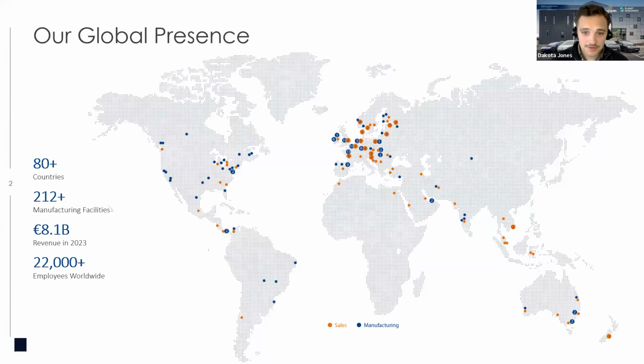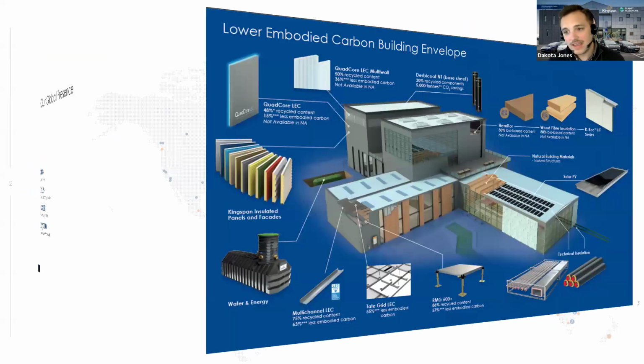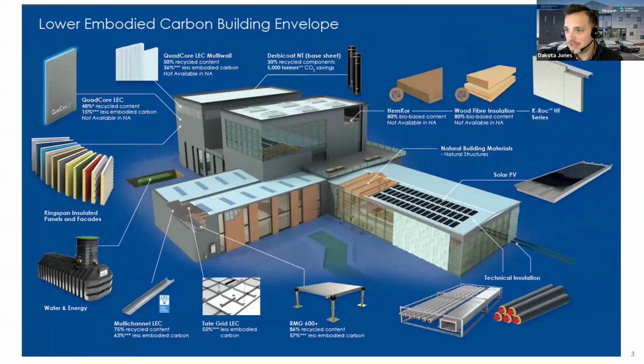We also occupy over 80 different countries now. We have 212 manufacturing plants. We just added a new one domestically in Illinois, making mineral fiber panels themselves. We are a multi-billion dollar company. We'll talk about that in just a minute. And we also have a whopping 22,000 employees worldwide, which is significant. So, keeping that in mind, the reason Kingspan's been so successful over the years is because of our diversity.